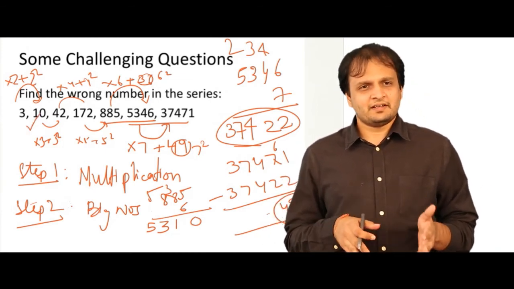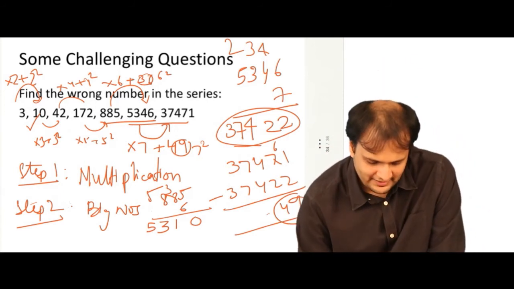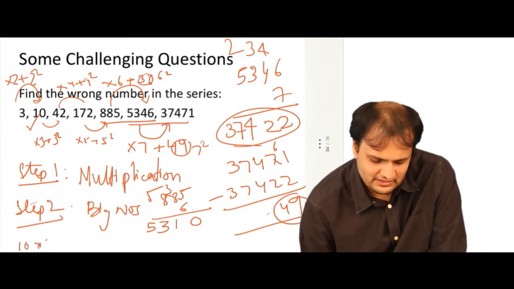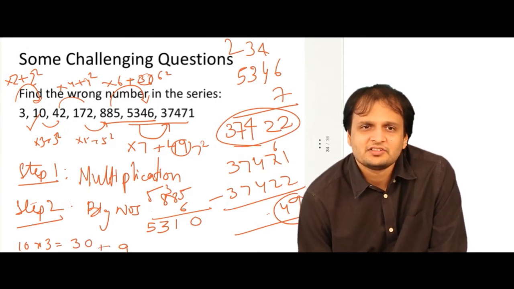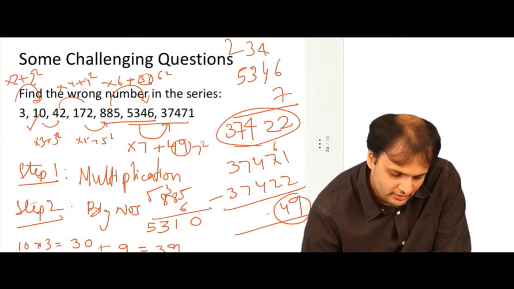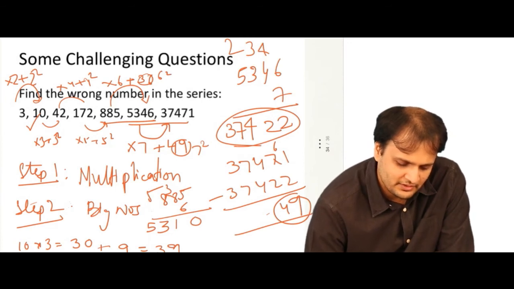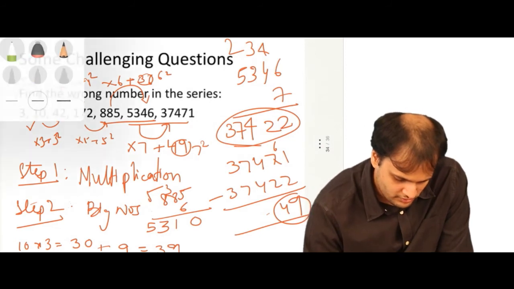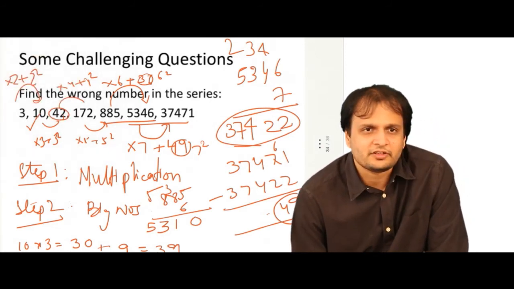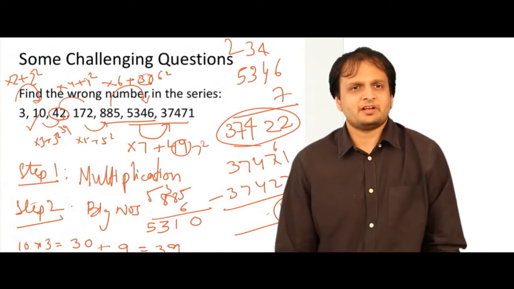So now next number is 10. We need to get 10 into 3 plus 3 square. So what is 10 into 3? 10 into 3 is 30 plus 3 square. What is 3 square? 9. So 30 plus 9 is 39. And what number do we have here? We have here 42. So that means there is some problem in this number. Yes, so the number that is wrong here is 42. Right, so 42 is the wrong number. What should we have had here? 39.